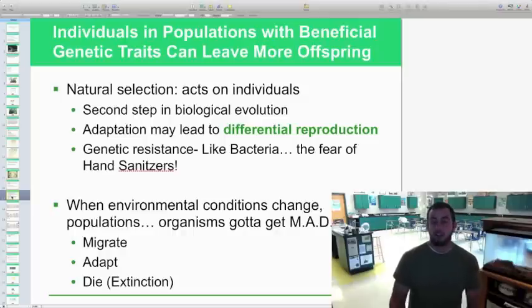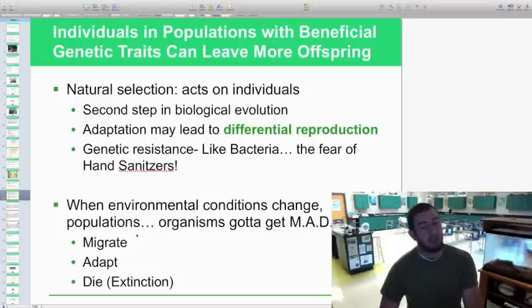So when the environment changes, which is the other driving force besides the genetic change or the mutations, the driving force comes from environmental conditions changing. When that change does come in the environment, organisms have to do one of three things. We call it get MAD, which you can see here. MAD. The M stands for migrate. They either leave the situation because they really can't handle it. They'd better get to a different spot that they can handle as far as their environment goes.